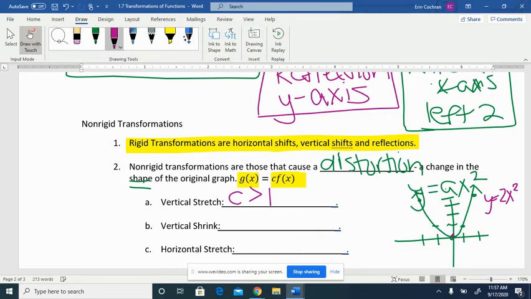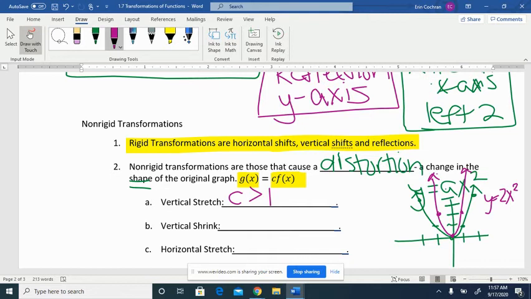We're still going to be at 0, 0. But now if I plug in 1, 1 squared is 1. 1 times 2 is 2. Negative 1 would also be 2. If I plug in 2, 2 squared is 4. 4 times 2 is 8. So it's stretching out those numbers, okay? So if c is greater than 1, it is going to be a vertical stretch.